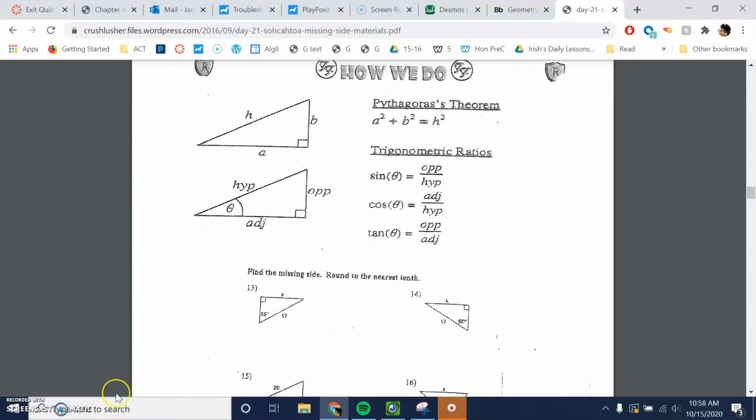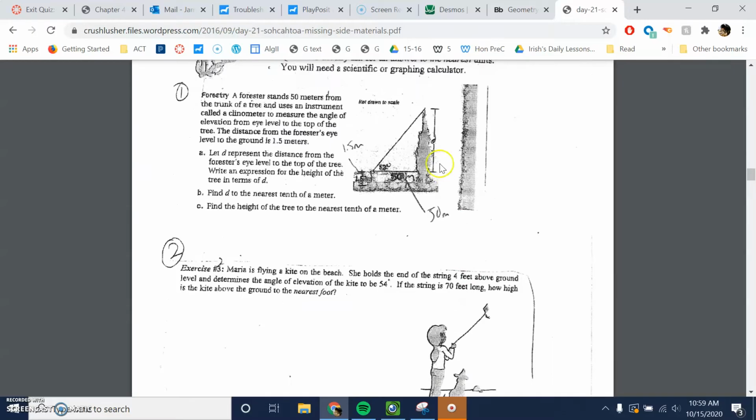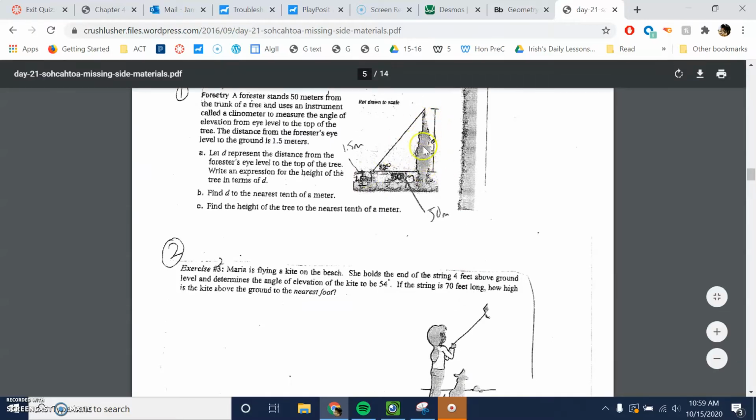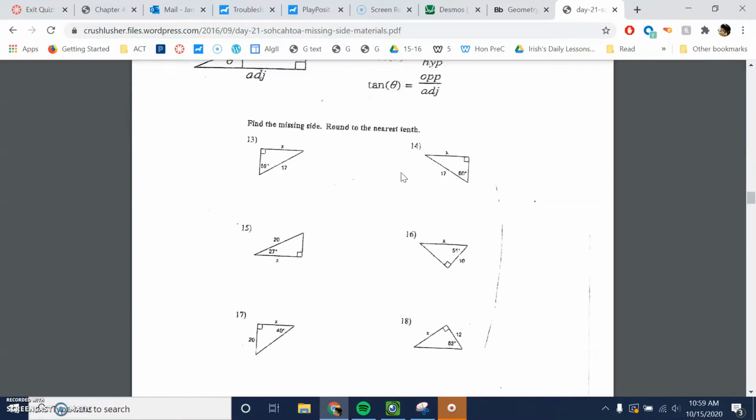Okay, so we are going to do some SOHCAHTOA, sine, cosine, and tangent, but now we're going to find a missing side. We're not finding the ratio anymore, we're finding the missing side. Why are we doing this? Because we're going to measure things without actually measuring them. How do you measure something that's really tall when you don't want to climb on top? You use trigonometry. So here is a couple of examples.